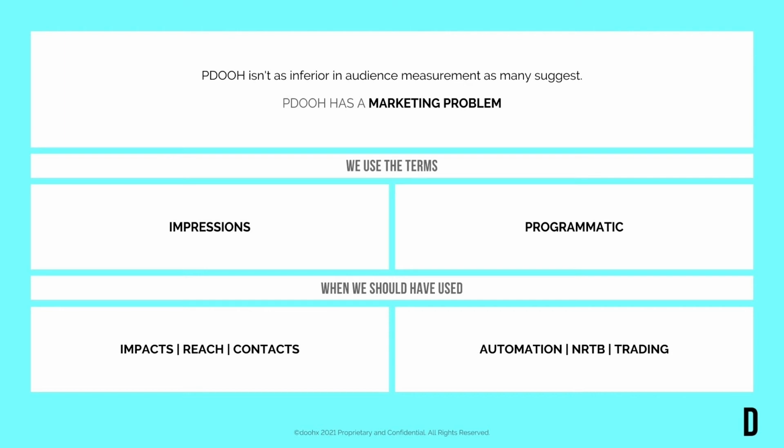So we could have used terminology like impacts, reach, or contacts to define our audience, or automation, NRTB, which is near real-time bidding, which is more realistic for out-of-home, as well as trading, rather than utilizing programmatic. The reason we've had so much confusion is that we're trying to fit exactly the terminology that's used in other types of programmatic into out-of-home, when in fact they don't align because they're very, very different mediums.